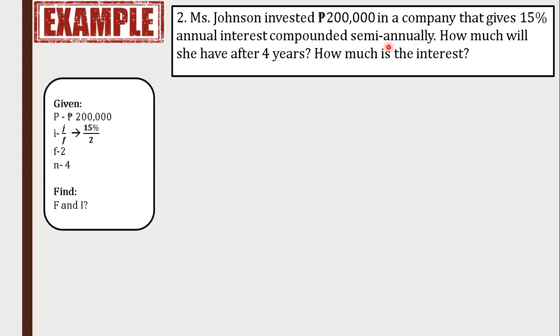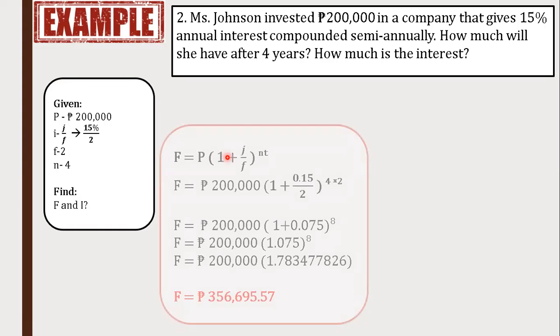Therefore, from a year, that's 12 months. 12 months divided by 6, you will get 2. Therefore, semi-annually stands for 2. And you are going to simplify that for the value of our i. For our f, that's our frequency, given that's 2. And n is equal to 4, which is after 4 years. We are now ready to solve for the future value and interest.